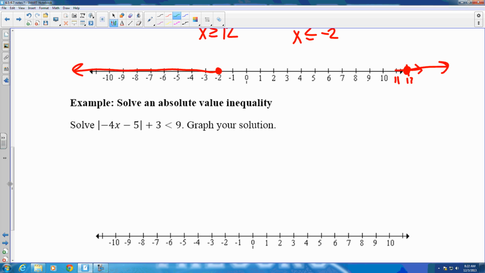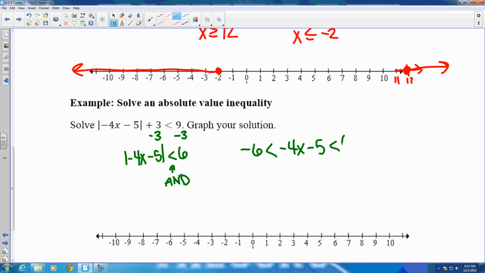Solve the absolute value of negative 4x minus 5 plus 3 is less than 9, and graph. So before we figure out if it's an and or an or, we have to isolate the absolute value. So I need to subtract the 3, get rid of that, and then we have the absolute value of negative 4x minus 5 is less than 6. And now we can say, okay, since we have a less than, this is going to be an and inequality. So we take the opposite of the number on the outside, which is negative 6, say that that's less than negative 4x minus 5, which is less than 6. That's set up as an and inequality.